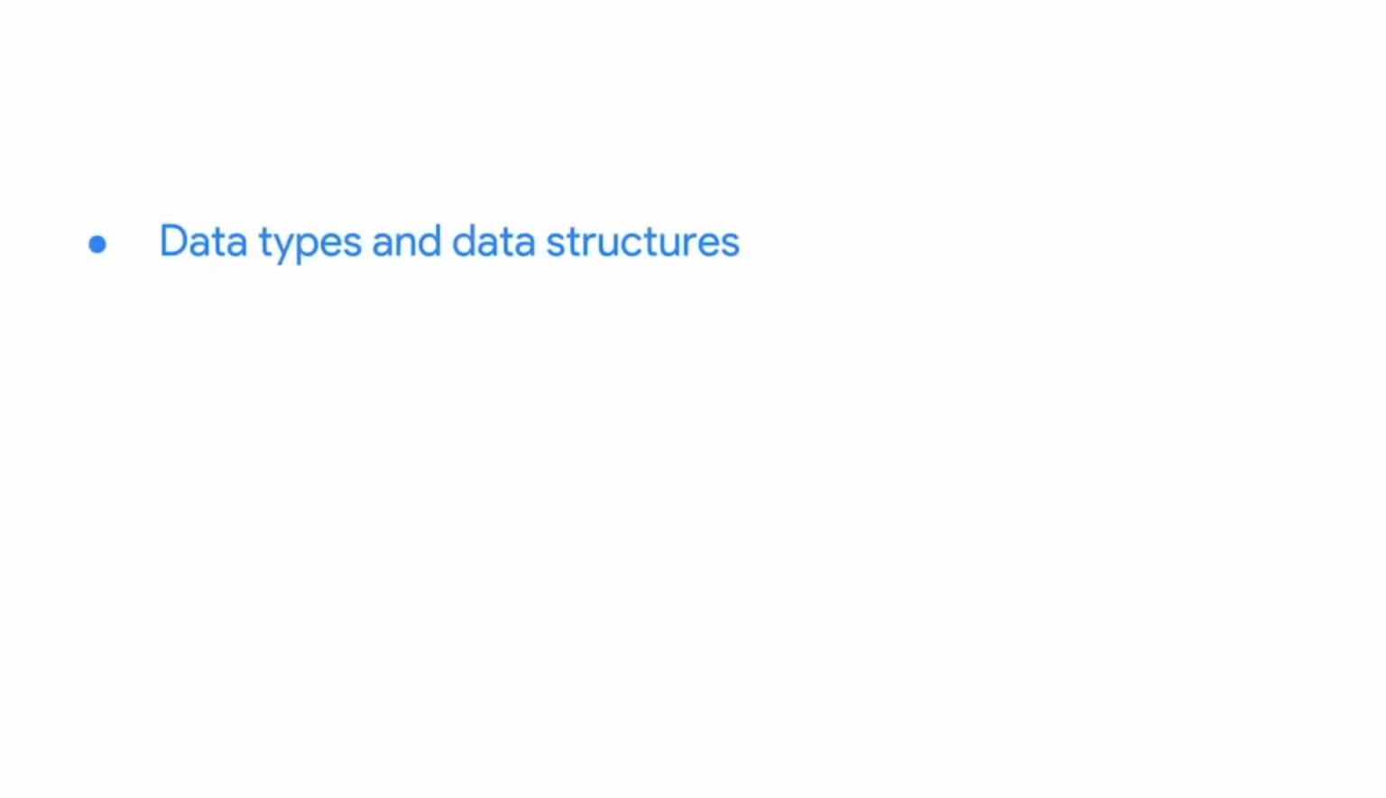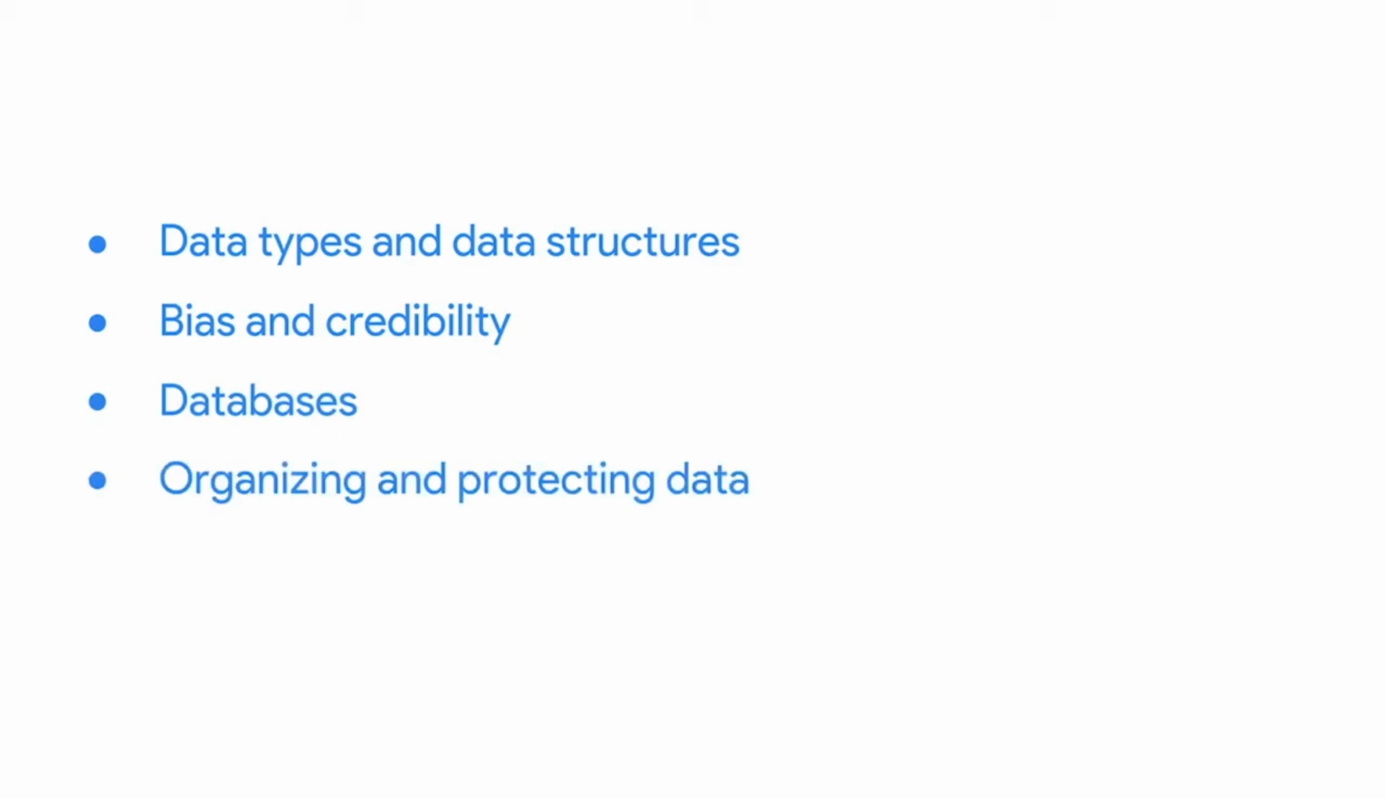So far, you've learned about data types and data structures and discovered the importance of bias and credibility in data preparation and analysis. We also explored databases, different ways to organize and protect your data, and even how to join the data analytics community. All of this will help you prepare your data for the next step in the data analysis lifecycle: processing. Processing your data to make sure that it's clean and complete is the last step you take before you start analyzing it. And that's exactly what the next course is all about.